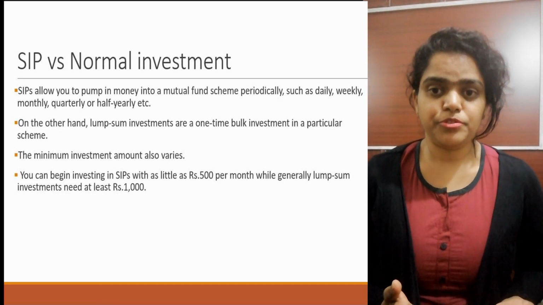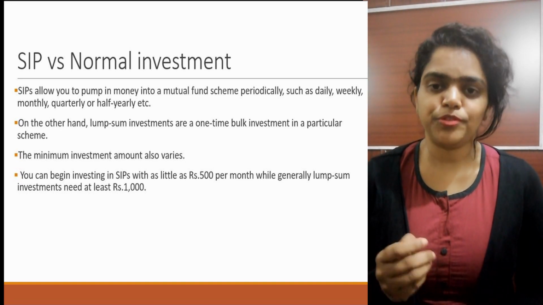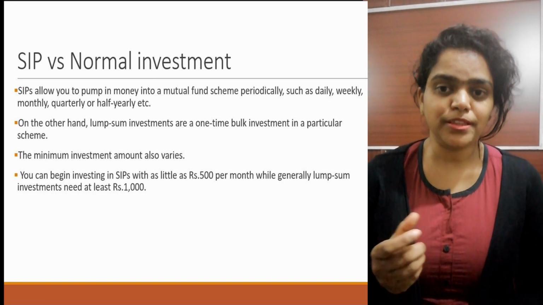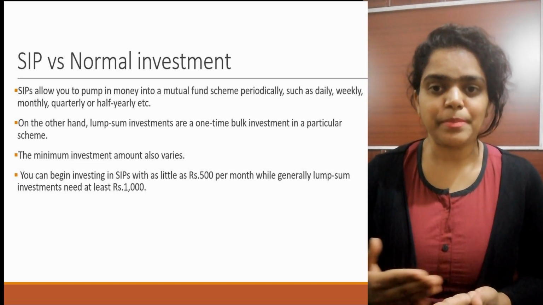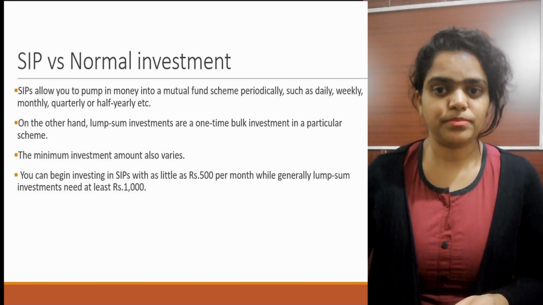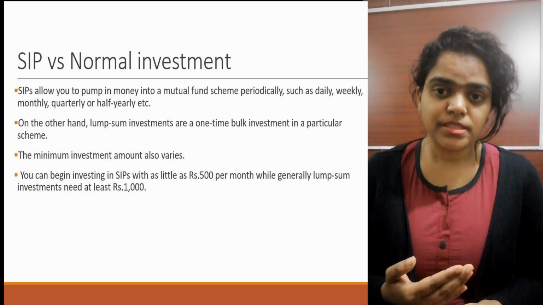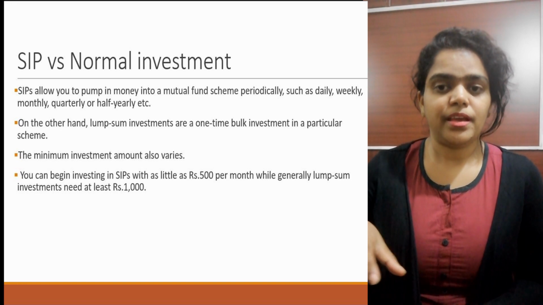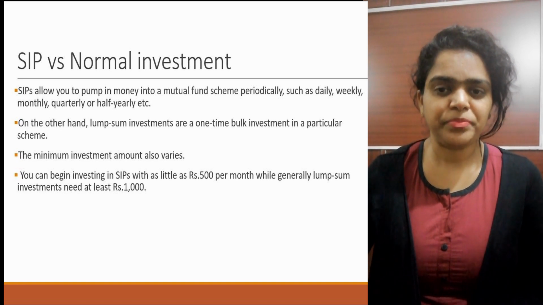Now, what is the difference between the SIP investment and normal investment? Assume you have 50,000 rupees and you are making an investment of 5,000 every month for the next 10 months. This is called systematic investment planning. So you are doing it systematically every month or on a periodic basis. But if you are investing as a one time investment, say you're investing the 50,000 in 1 month, this is called normal investment.